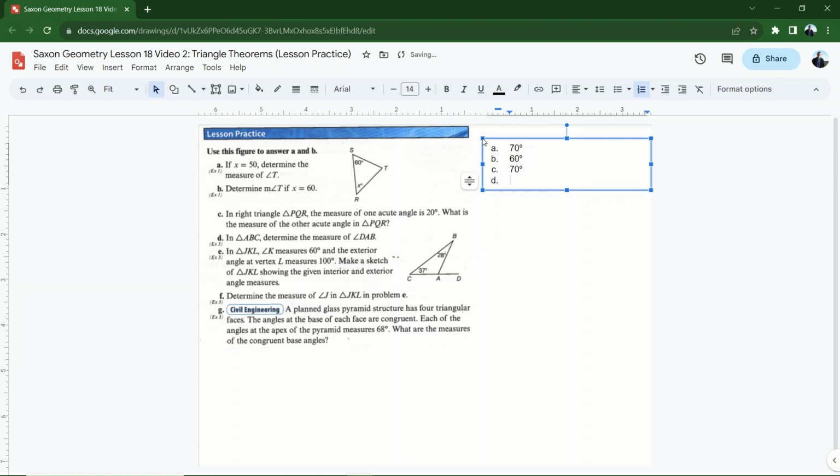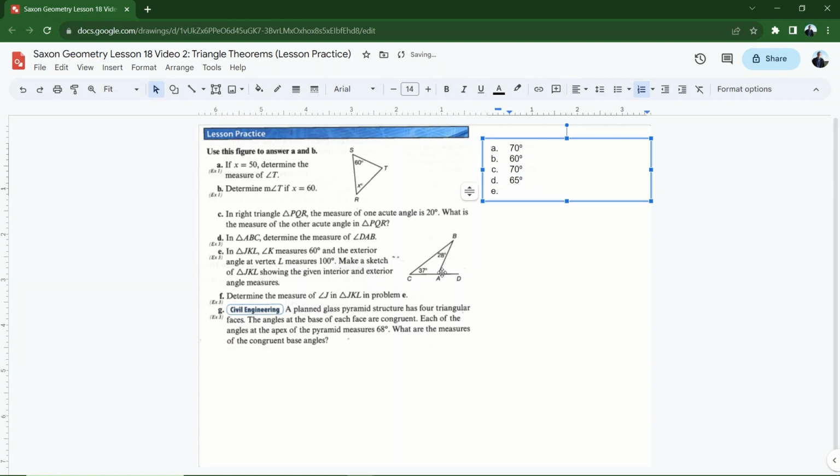Letter D, in a triangle ABC, determine the measure of DAB. DAB is an external angle, and an external angle is going to equal the sum of the measures of the remote interior angles, the angles that aren't touching the same vertex as the exterior angle. So it'd be 37 plus 28. 37 plus 28 is 65 degrees. That's my answer.